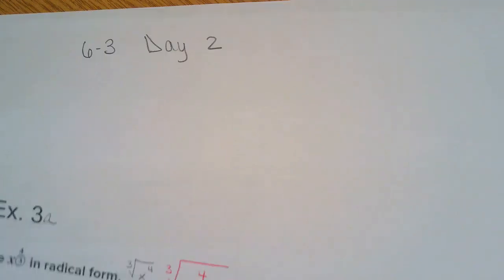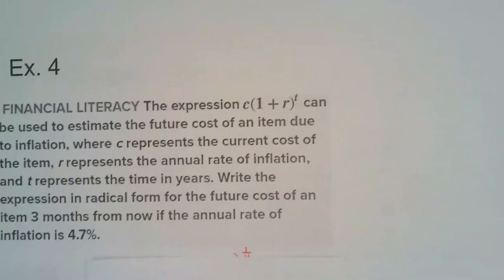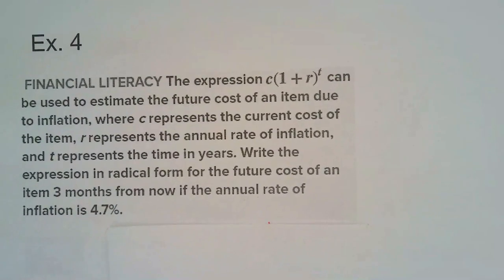Day 2 is where we're going to still continue practicing that, dealing with some word problems and some other types of simplifying expressions. So financial literacy, for example 4: here's an expression that can be used to estimate the future cost of an item due to inflation, where C represents the current cost of the item, R represents the annual rate of inflation, and T represents the time in years. Write the expression in radical form for the future cost of an item 3 months from now if the annual rate of inflation is 4.7%.